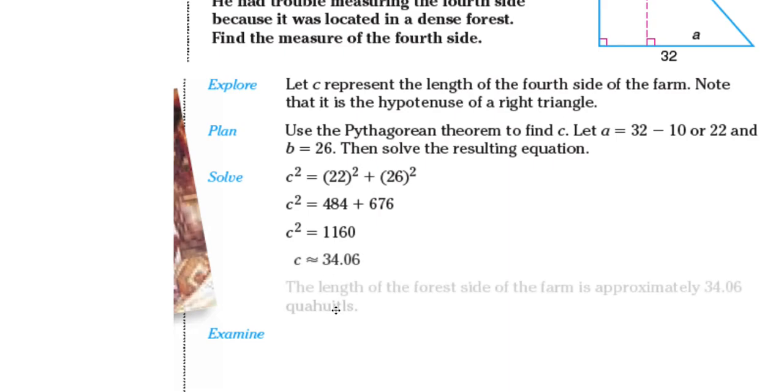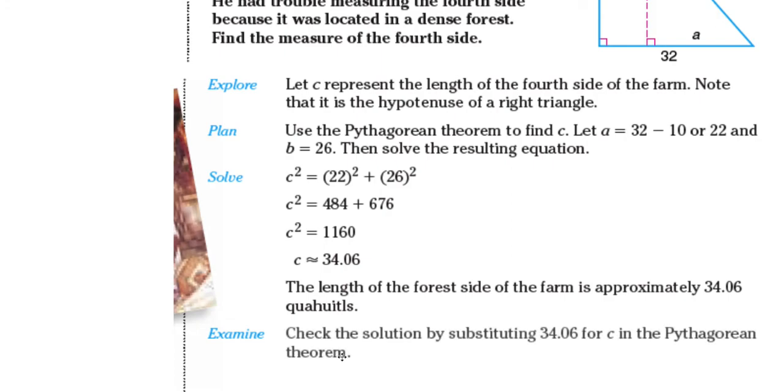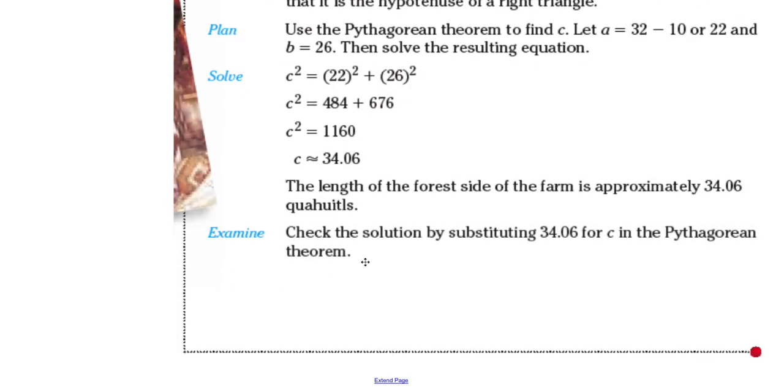And using a calculator, c is approximately equal to 34.06. So the length of the fourth side of the farm is approximately 34.06 quahuitl, I think. Okay, so check the solution by substituting 34.06 for c in the Pythagorean theorem. Here c squared is equal to a squared plus b squared, and let's substitute 34.06. Is 34.06 squared equal to 22 squared plus 26 squared? We know that it is. So we checked our solution, and that is our answer. And that's our lesson. Thanks for watching.